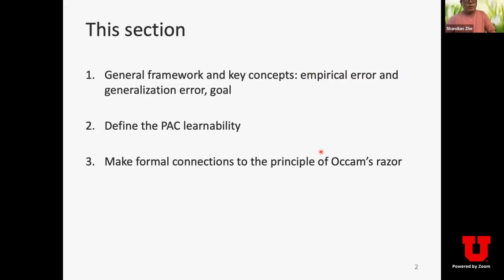Then we'll define the so-called PAC learnability, probably approximately correct. It's a very lengthy, tedious definition, but only using that definition can you get a rigorous characterization of which learning algorithms are efficient and which are not. And then we'll go through a simple analysis to make a formal connection to the principle of Occam's razor. We mentioned that in decision tree learning, we favor the most succinct tree, the smallest tree. We just told you this is some kind of principle we should believe in, but why? Can we have some justification? In computational learning theory, we can make such connections, and we'll see those connections later as well.